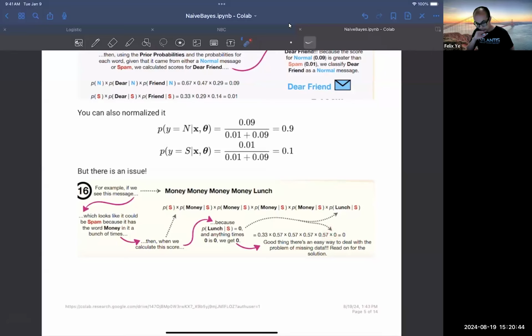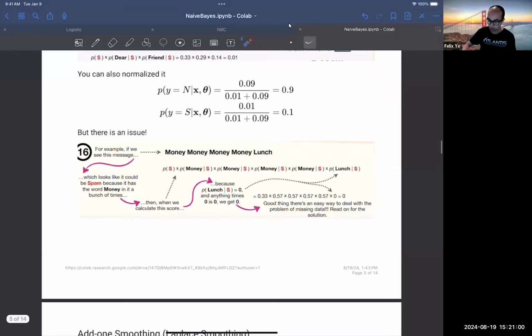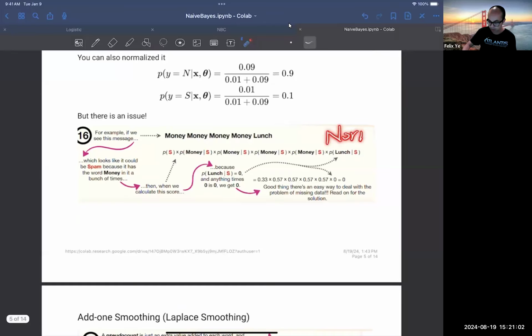So if you see a lunch right here, then you say there's no way this will be spam, because the probability is equal to 0. As a result, we always predict this to be normal, but obviously this should be spam in common sense. So how can we solve this problem?